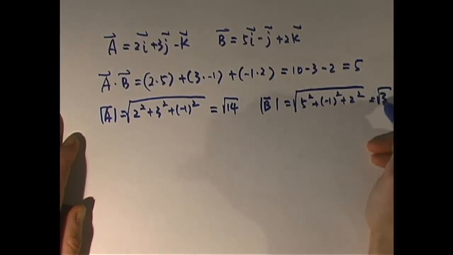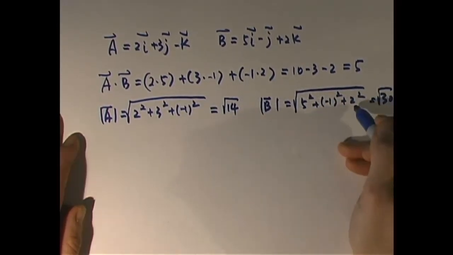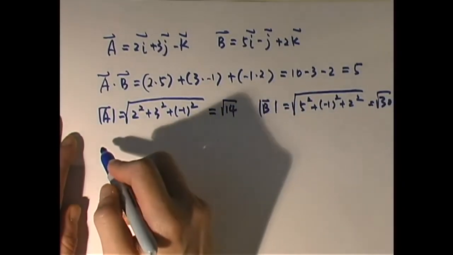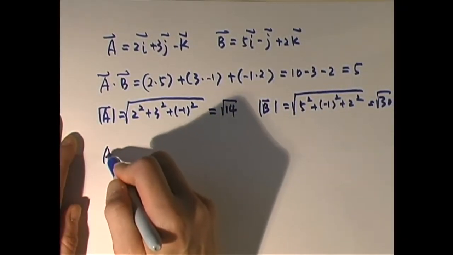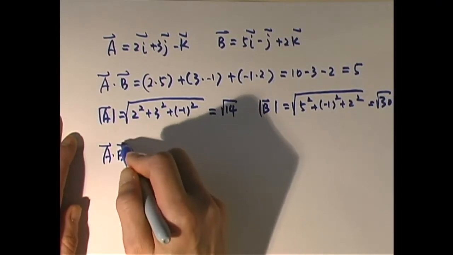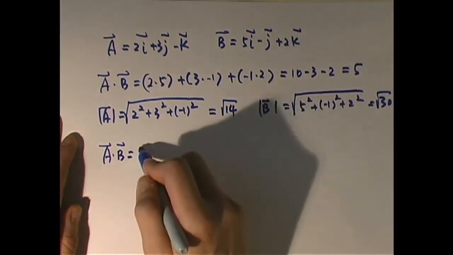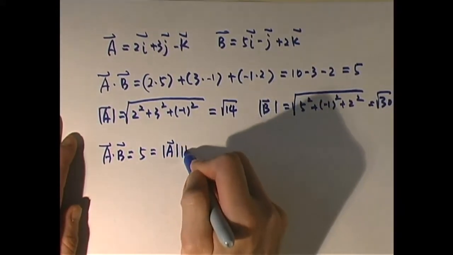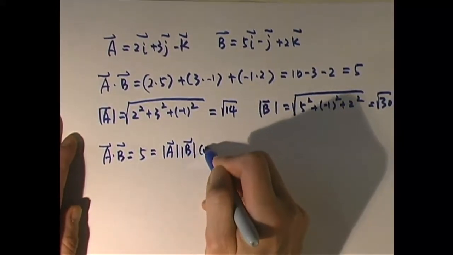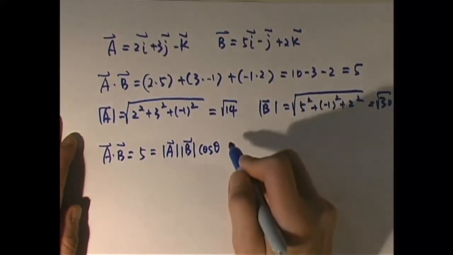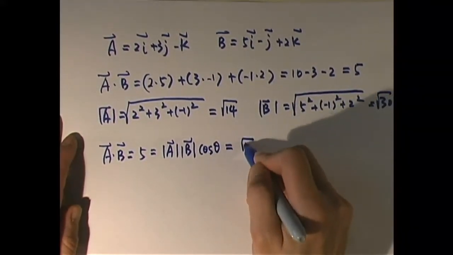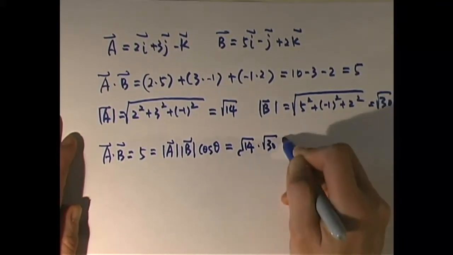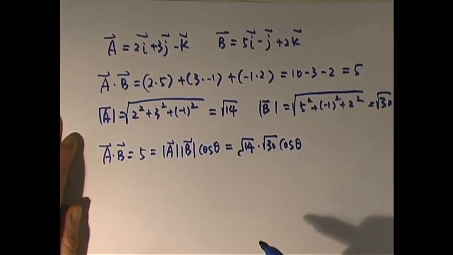That is 30, because 25 plus 4 plus 1 is 30. So, as a matter of fact, if we right now ask what is the value of a dot b, we already know that a dot b is 5. On the other hand, that equals a's magnitude and b's magnitude times cosine of theta, the angle between a and b. A's magnitude is square root of 14, b is square root of 30, and cosine theta.